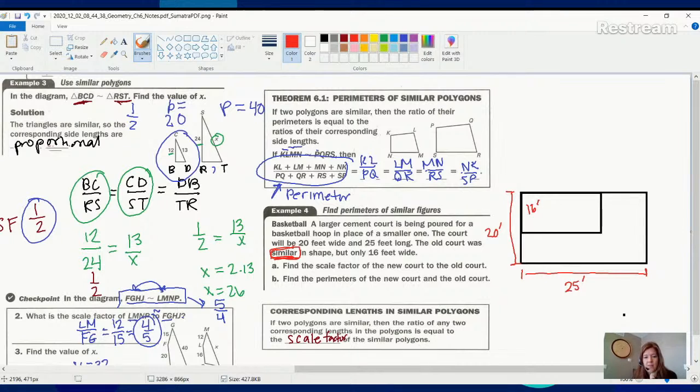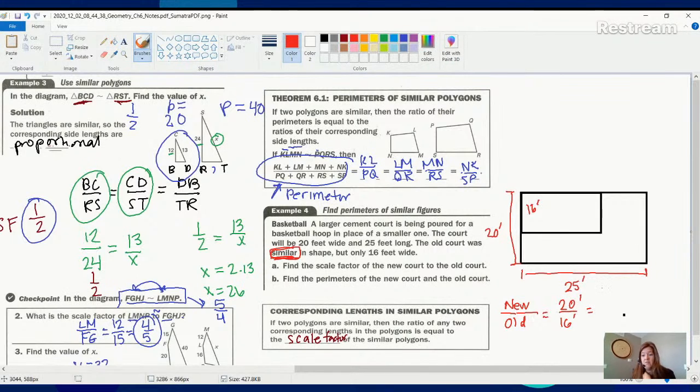It says, find the scale factor of the new court to the old court. And I want to find a scale factor, right? Well, let me look at my picture. I'm going to compare the widths because I have two numbers for that. The new court has a width of 20 feet and the old court has a width of 16 feet.